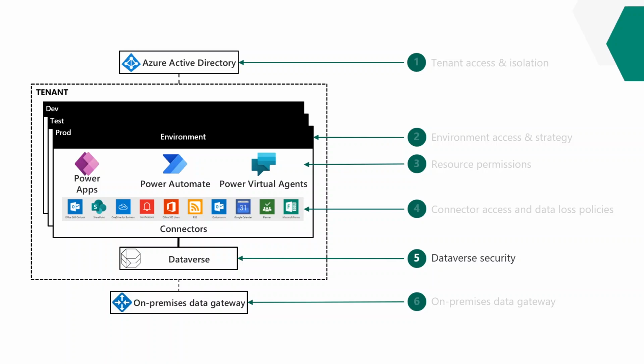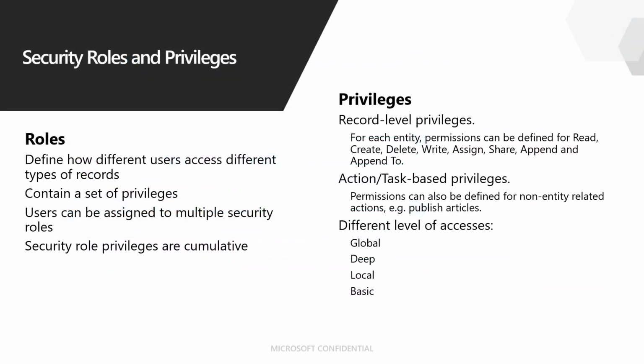Of course, we've looked at the different cascading securities that come down. We're now at the data layer, and there are particular roles that define what level of access for create, read, update and delete (CRUD) operations are defined. Roles define how people can access different types of records. They can contain a set of privileges. Users can be assigned to multiple security roles, and security role privileges are cumulative, so they're additive on top of each other. That's an important concept there.